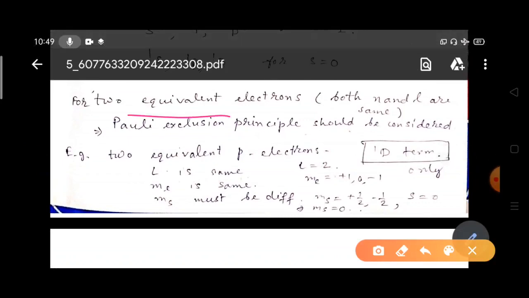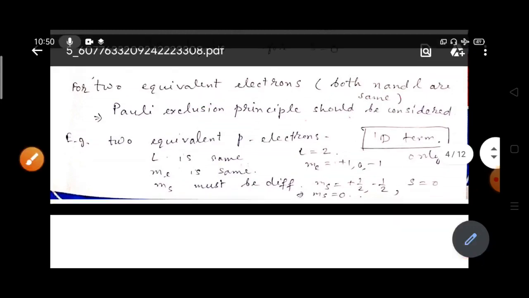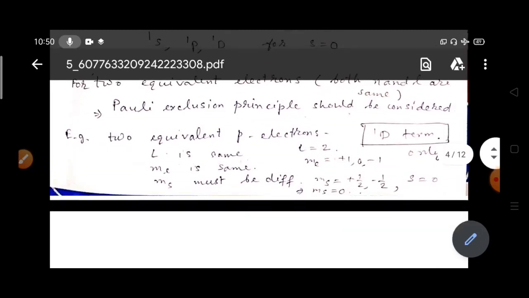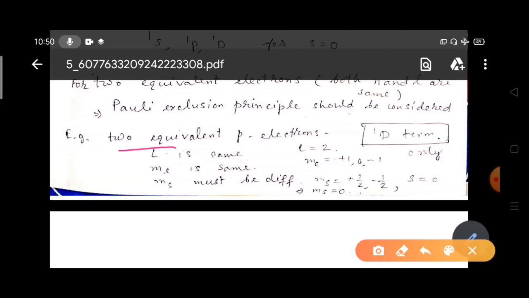Now for two equivalent electrons, what will happen? The Pauli exclusion principle will be considered here, because two equivalent electrons means that both n and L are the same. So they have the same n number and the same L number. So you definitely have to apply the Pauli exclusion principle, and you will not get all the energy levels like the non-equivalent case. Some of the energy levels are allowed and some are not allowed. So let us take the same case for two equivalent p electrons.